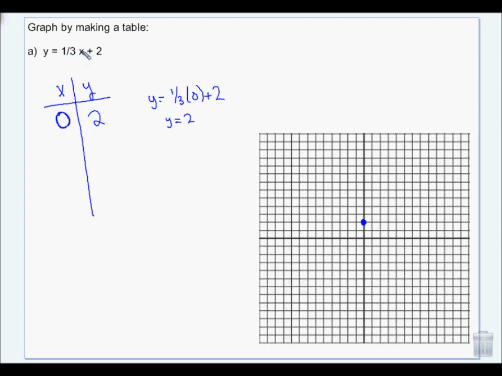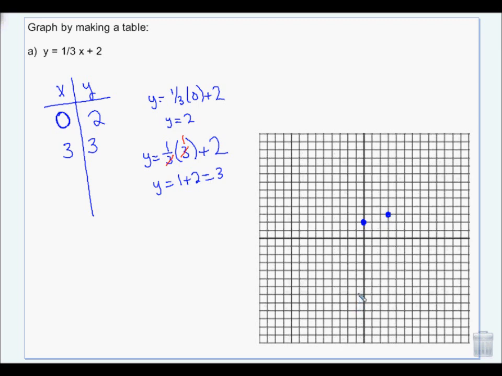Now, I could put 1 in for x, but then I end up with 1/3 plus 2. I don't want to do that. So I'm going to look for numbers that will cancel with 1/3. So multiples of 3. So if I put in 3, I get y equals 1/3 of 3 plus 2. 3 goes into 3 one time. So I get y equals 1 plus 2. Well, that's just 3. So then I can go over here and I go 1, 2, 3, 1, 2, 3.